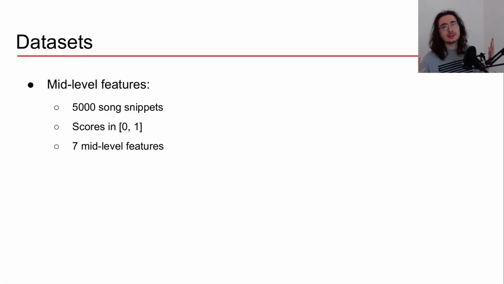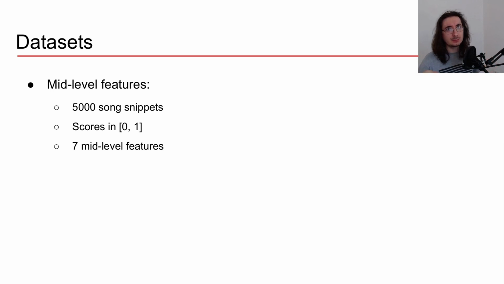So here, let's take a look at the actual data sets that the researchers have used for training their models. Obviously here we're going to need a couple of data sets: one for the mid-level features and another one with emotion annotations. For the mid-level features, they used 5,000 song snippets, which had scores between 0 and 10.